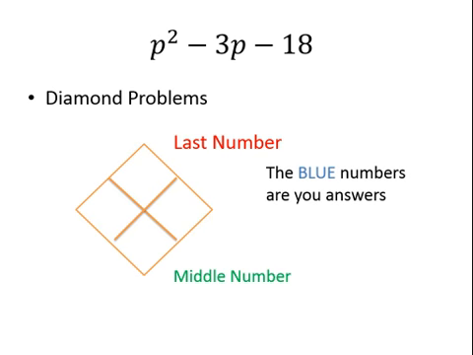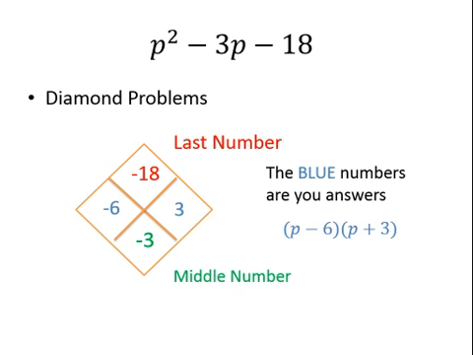Okay, so the last digit in this one is negative 18, so that goes on the top. After negative 18, we have to find the bottom number, which is the middle number, negative 3. So two numbers multiplied get you negative 18, meaning one's positive, one's negative, but added together get you negative 3. That gets us negative 6 and positive 3. And then you'd write your answer as p minus 6, p plus 3. That ends up being our solution.